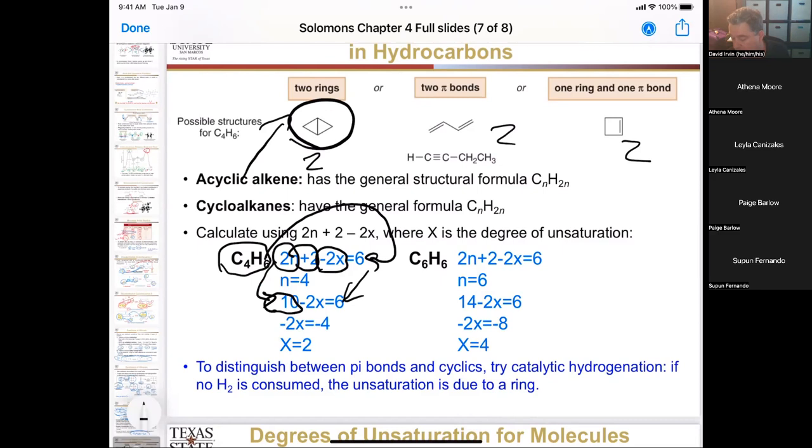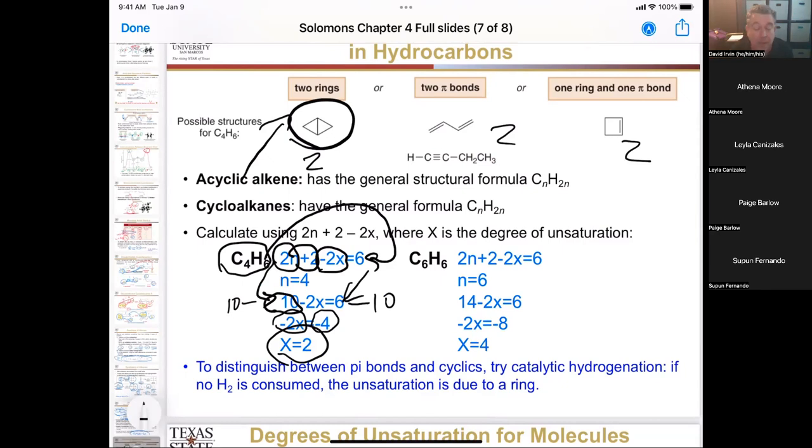We're going to subtract 10 from both sides to get rid of the 10, so we have the minus 2x by itself. That gives us minus 4 equals minus 2x. If you divide both sides by minus 2, we end up with x equals 2. Okay, so does that make sense? Thumbs up, anybody want to talk?